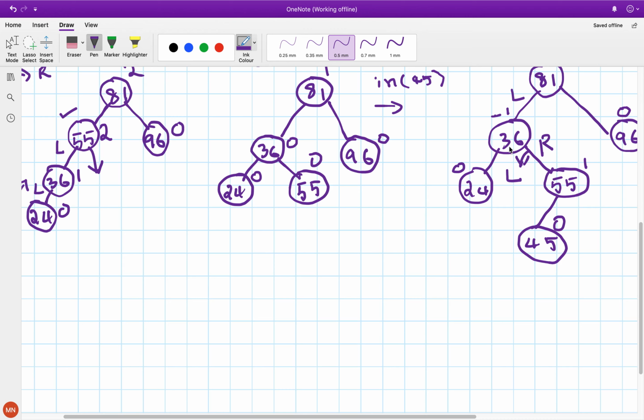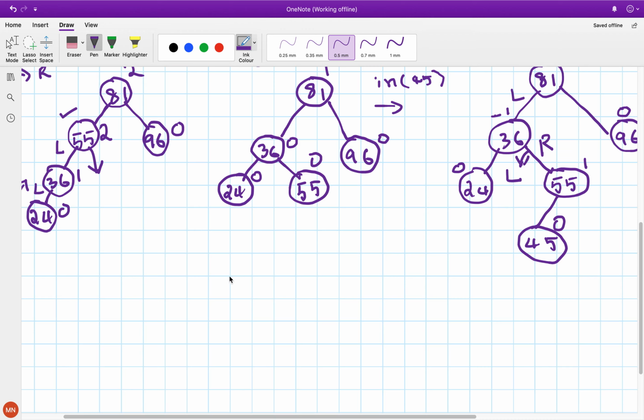If you rotate 36 to the left, whatever is connected to 36 will now be connected to 55. Okay, so whatever is connected to 36 will be connected to 55, because we are taking 55 as the point, then we are rotating 36 to the left.